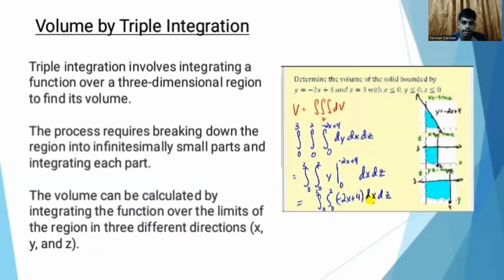Now, volume by triple integration. It involves integrating a function over a three-dimensional region to find its volume. The process requires breaking down the region into infinitesimally small parts and integrating each part. The volume can be calculated by integrating the function over the limits of the region in three different directions, that is x, y, and z.